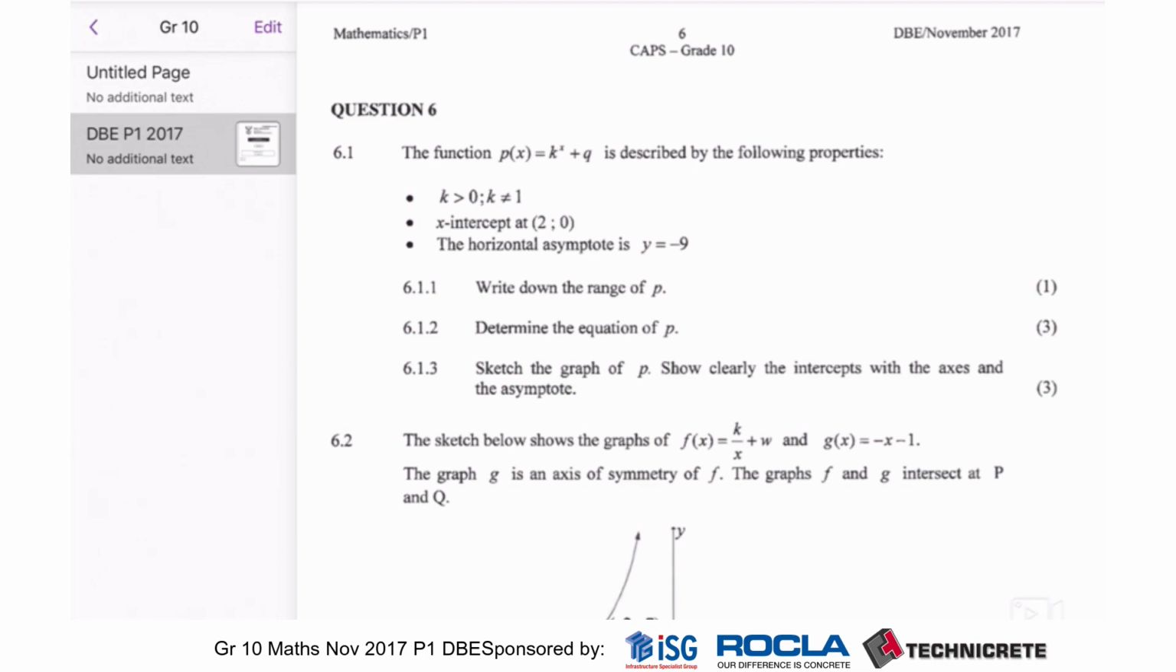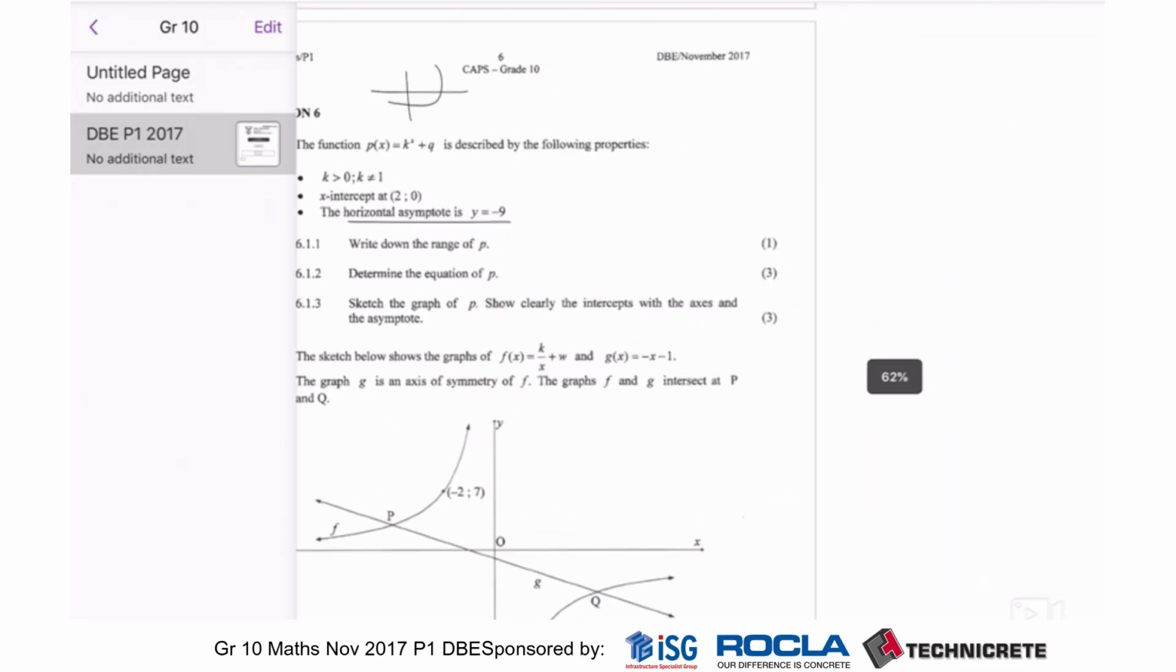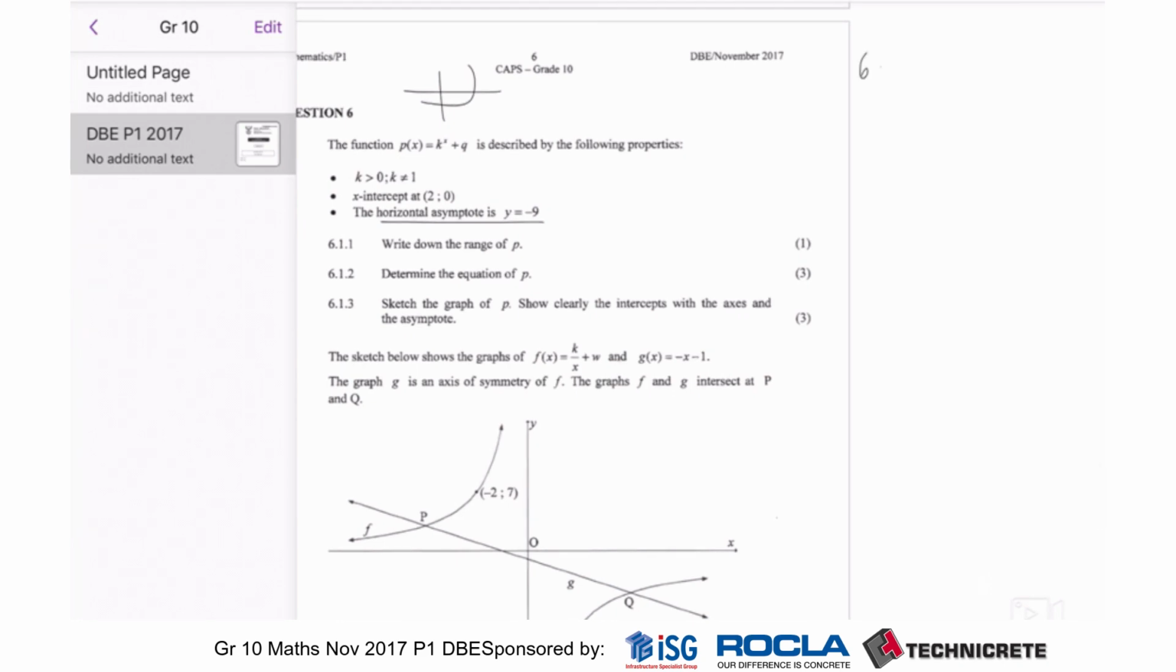Okay? Firstly, they want me to write down the range. And how do we find the range? The range is told to me by the horizontal asymptote. So this is an exponential graph. Okay, so we know it's an exponential graph, so it's going to look somewhat like that. Okay, so my range is determined by my horizontal asymptote, so I know my y is going to be greater than -9. It's not going to touch -9, so it can't even be equal to, because I'm going to have an asymptote somewhere along this graph.